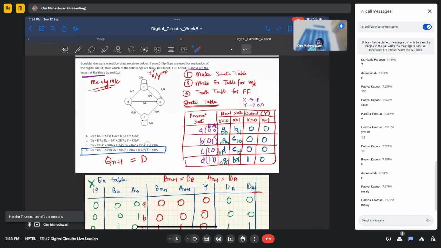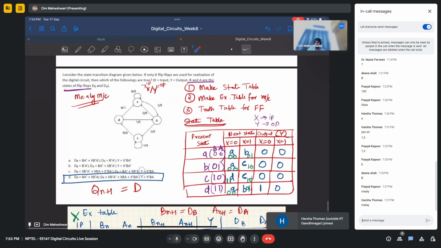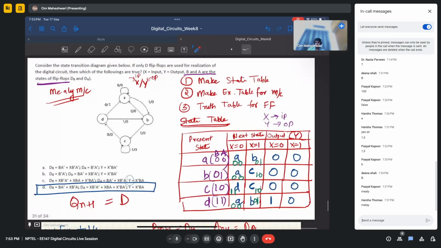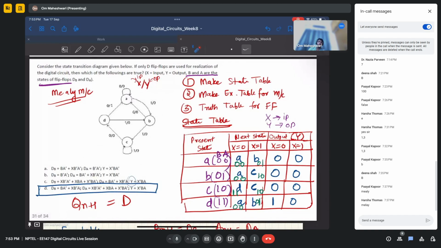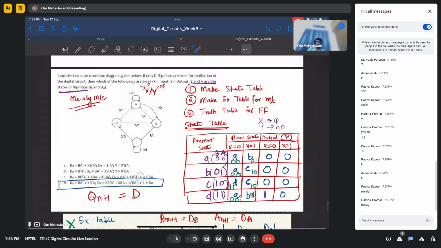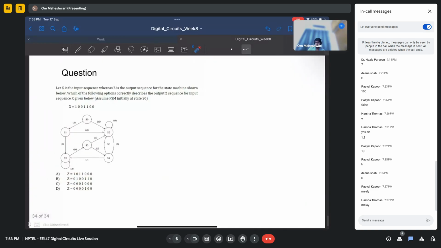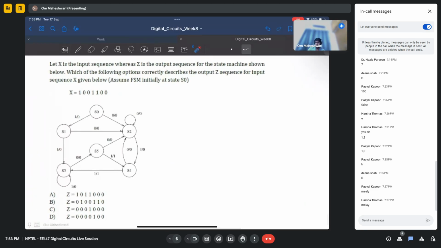Is this clear to everyone? It was a lengthy question, but nevertheless very easy. So I solved it quickly, so I will upload these notes as soon as this class ends, so you can maybe go through it once more. So if there's no doubt, I have one more question for today. Easy question now.